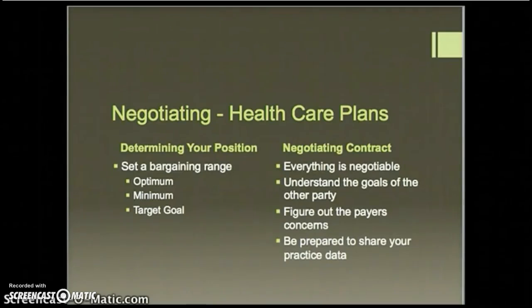The next element that we have is determining your position. In preparation for contract negotiations, you want to set a bargaining range that includes an optimum, minimum, and target goal. The optimum is your starting point, for example, the terms you consider ideal. The minimum is a point that must be met for you to sign, and the target is the point at which you would like to end up after negotiation. So you want to go into negotiations knowing what alternatives you have. This includes your BATNA, which is your best alternative to a negotiated agreement.